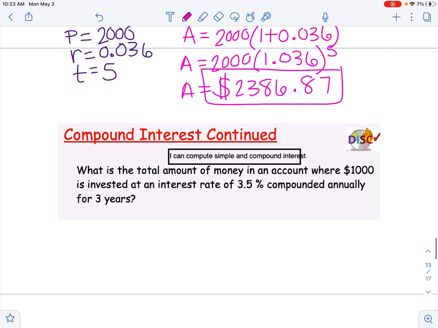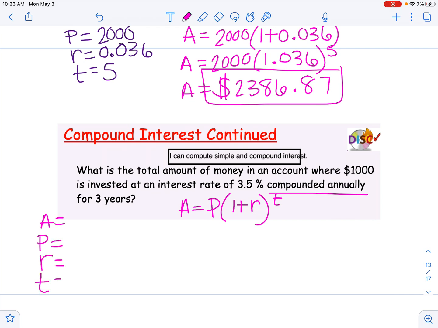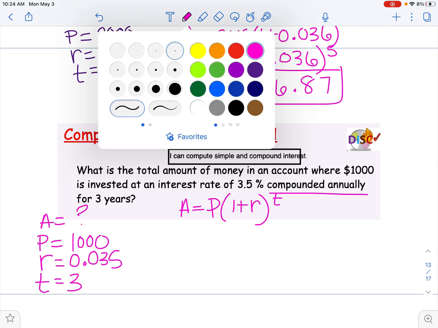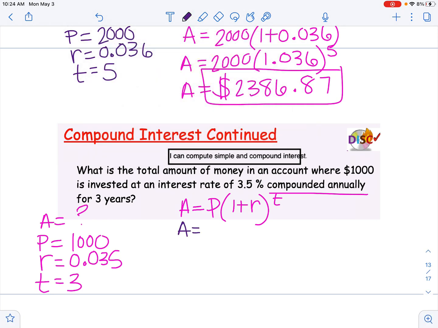Okay, this one says, what is the total amount of money in an account where $1,000 is invested at an interest rate of 3.5% compounded annually for 3 years? So again, A equals P times 1 plus R to the T. A equals, P equals, R equals, T equals. So we know 1,000 is invested, that's our starting. The rate is 3.5% as a decimal, so 0.035, and our time is 3 years. We don't know our balance, so I'm just going to plug all these numbers in.